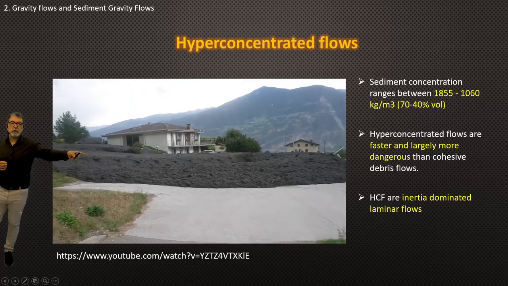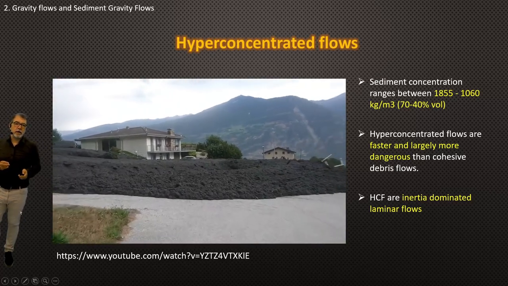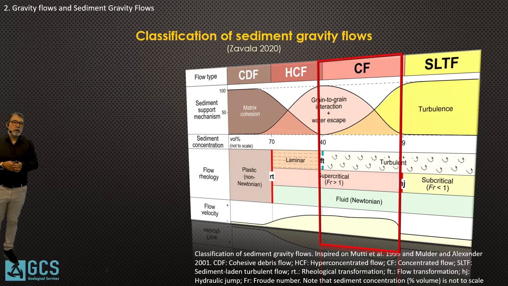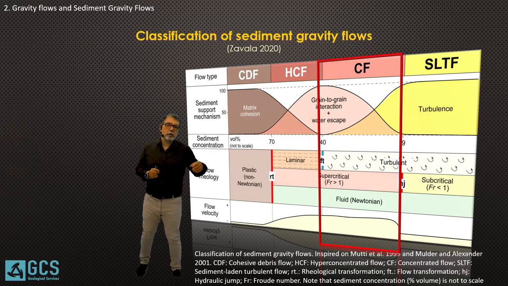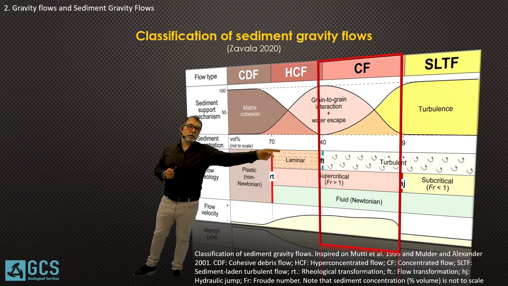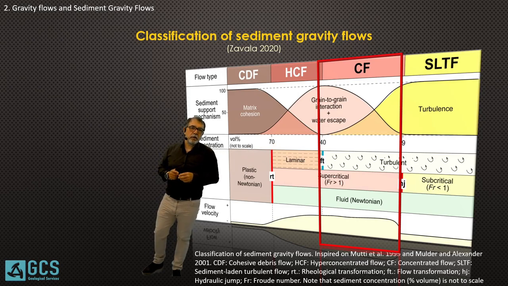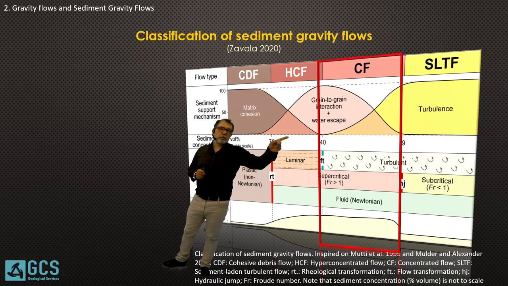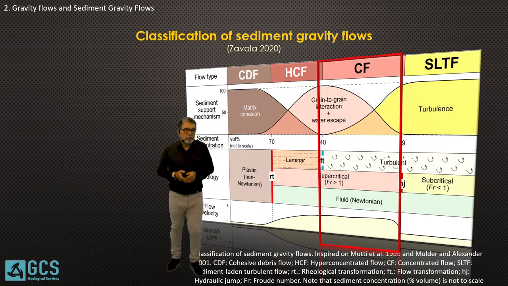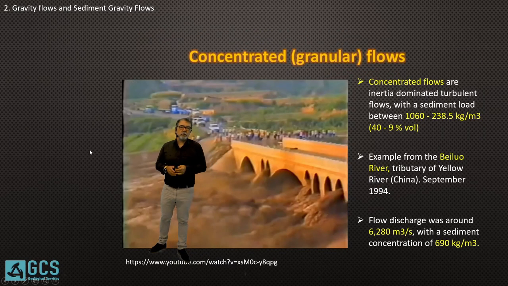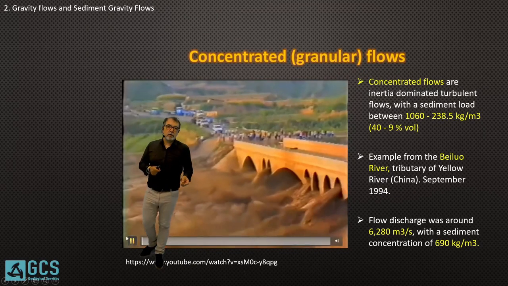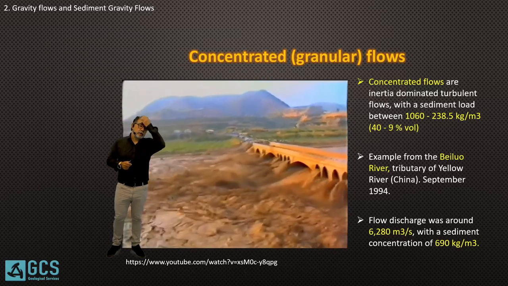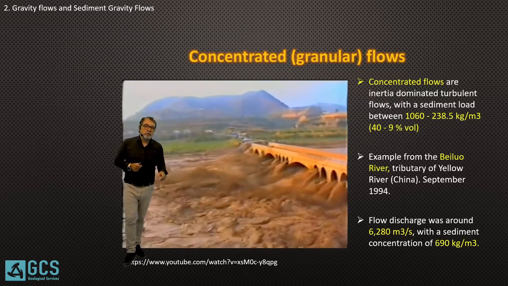Guys, you can see the amount of sediment this kind of flow can transfer. So, going into a more concentrated flow, if you incorporate water, you go into concentrated flows. In concentrated flow, you start to have turbulence. And again, these are supercritical flows. This is a video also of an example of supercritical, concentrated flows.